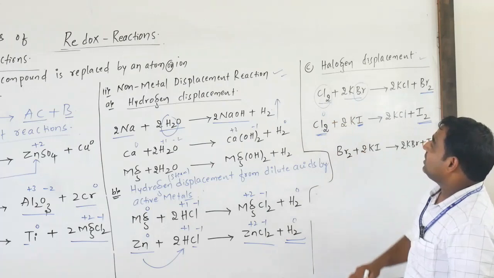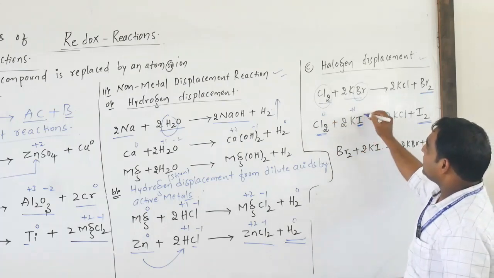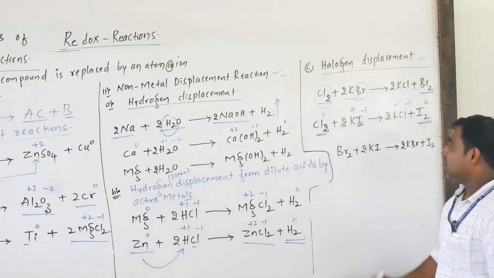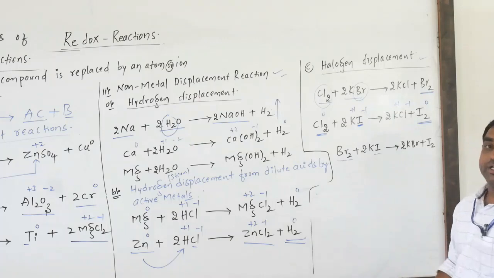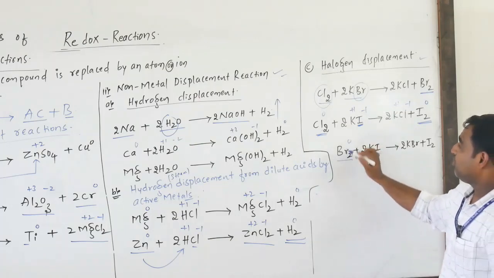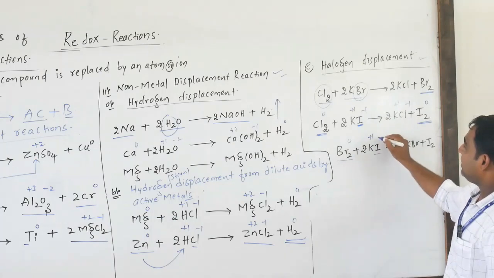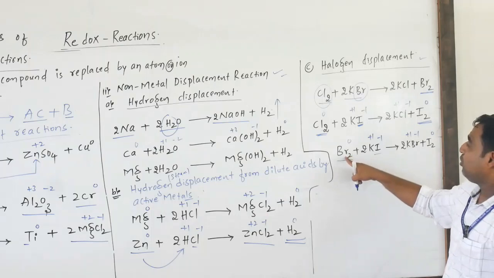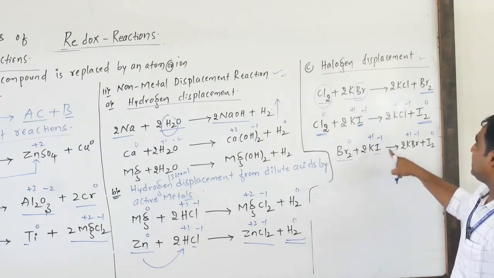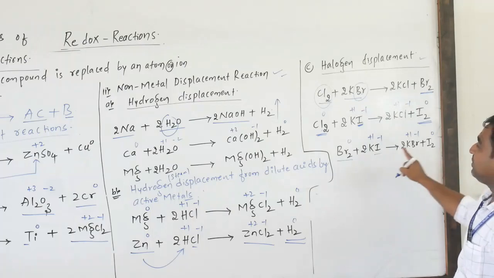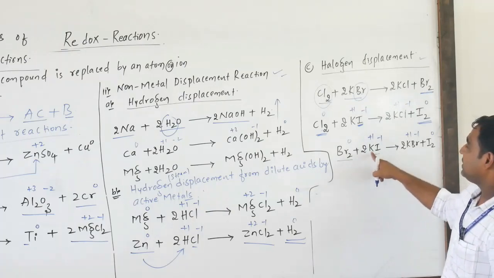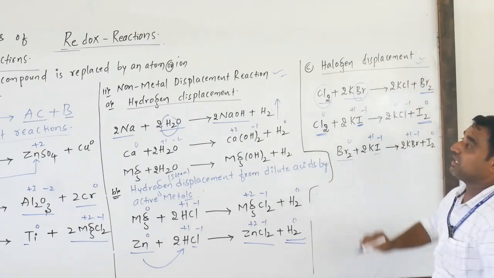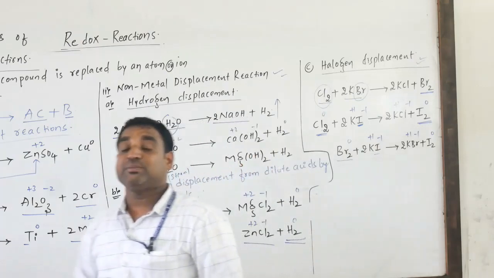Here chlorine molecule of 0 oxidation state, this is +1, -1, it is +1, -1, it is 0. Now here bromine displaces the iodine. These two are the halogens. So now bromine 0, potassium +1, iodine -1, it is +1, -1, it is 0. Bromine displaces the iodine from the solution. Now it is KBr plus I2 will be formed. So this is about the halogen displacement. So these are the displacement reactions.